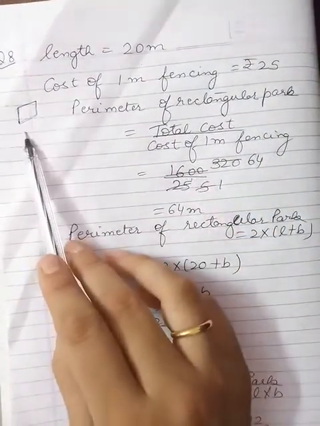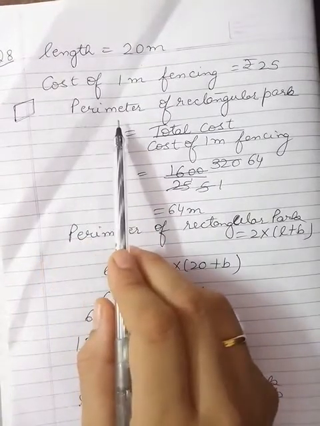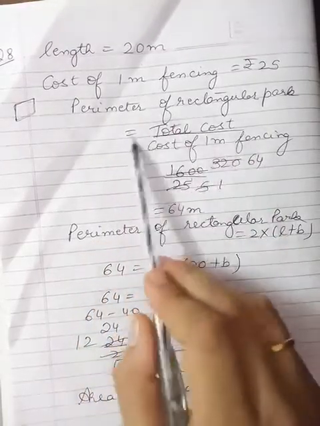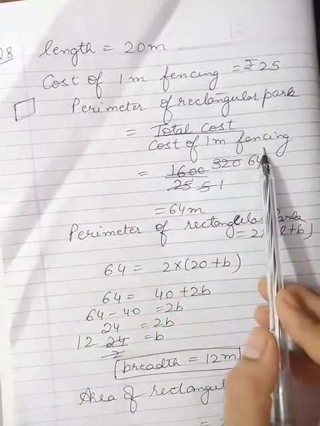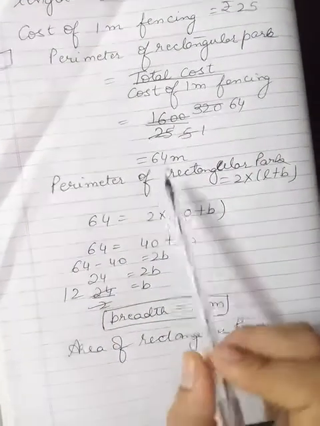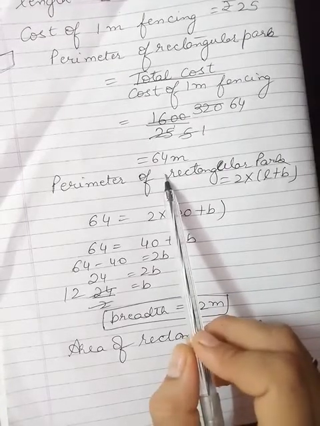So fencing is given, it means we are able to find the perimeter of the rectangular park. To find the perimeter of the rectangular park, we will divide the total cost by the cost of 1 meter fencing. After dividing we got the answer 64 meter. So the first part is done, the perimeter of the rectangular park is 64 meter.